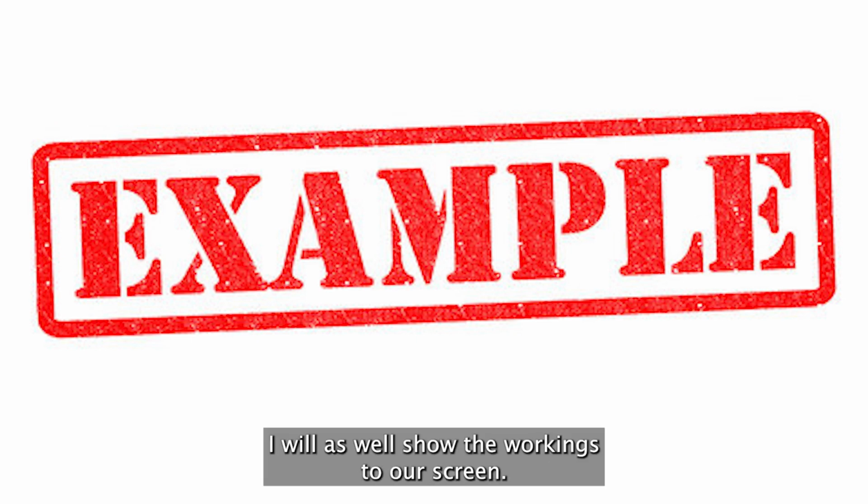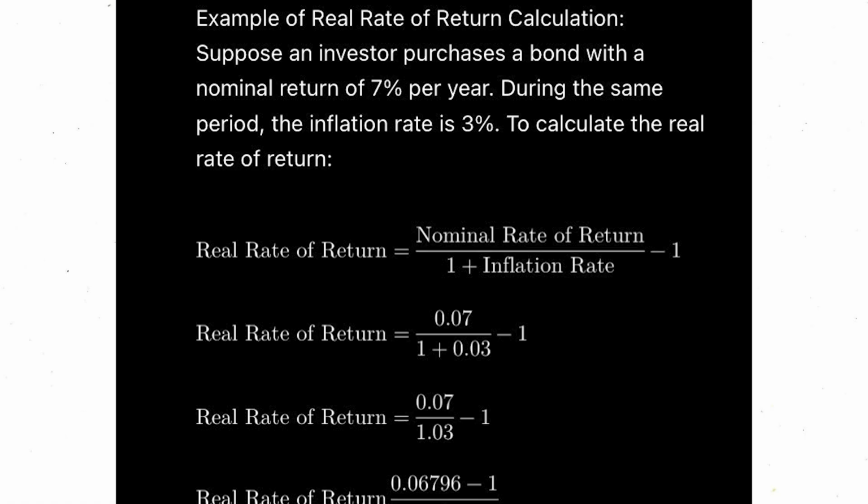Please let's be attentive. I will as well show the workings on our screen. Suppose an investor purchases a bond with a nominal return of 7% per year. During the same period, the inflation rate is 3%. To calculate the real rate of return, now let's work it.